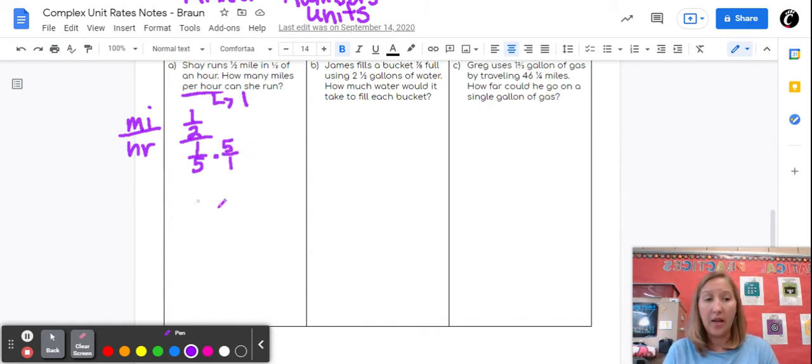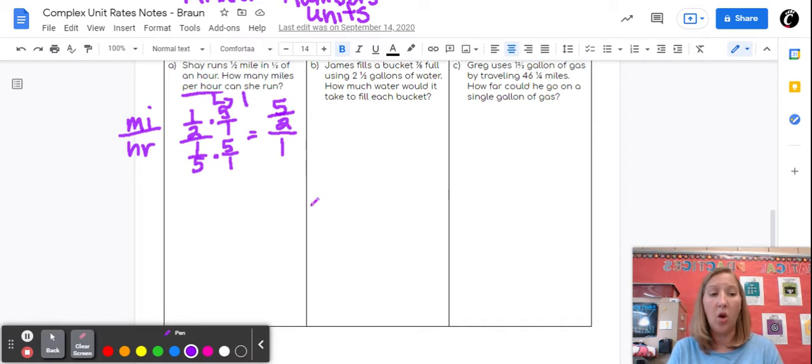Now, when I do this, this is going to cancel out and give me 1 on the bottom. But remember, whatever I do to the bottom, I'm also going to do to my top, so my numerator. So I'm going to multiply that by 5/1 as well. Since I'm just multiplying and I don't have any mixed numbers, I just multiply across. 1 times 5 is 5. 2 times 1 is 2. So I have 5/2 over 1. And remember, this is 5/2 miles over 1 hour.